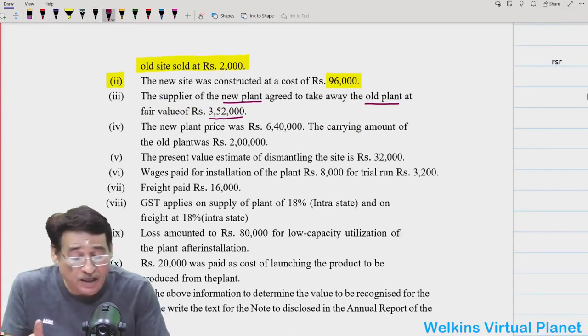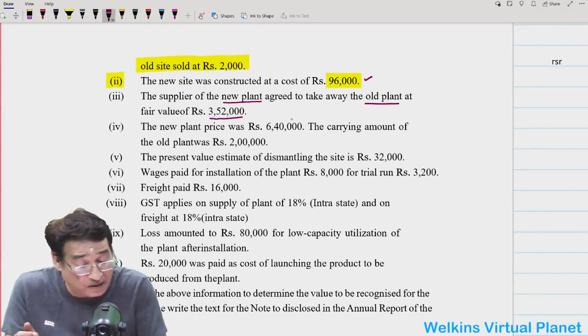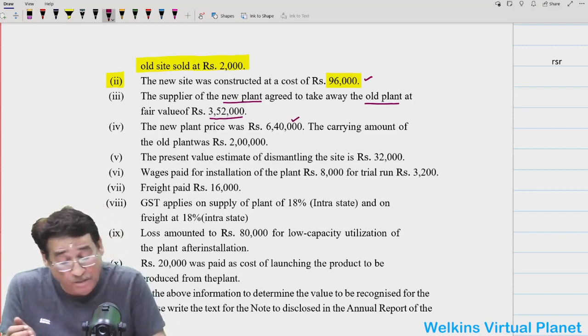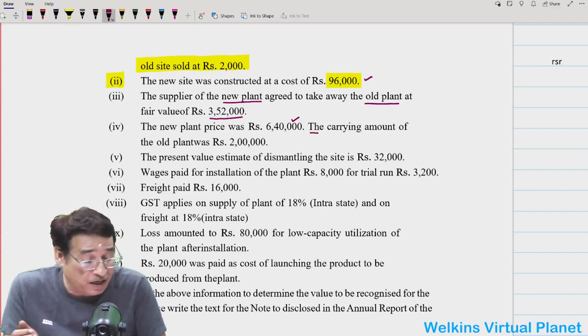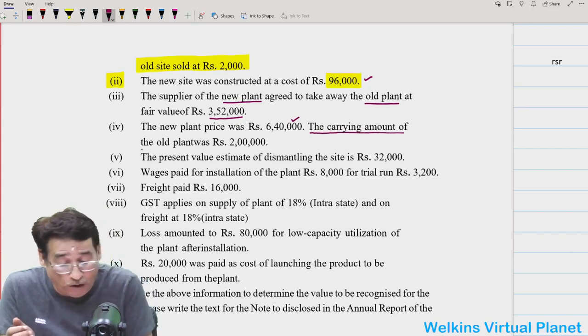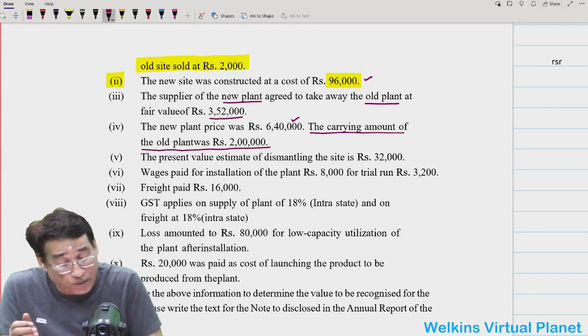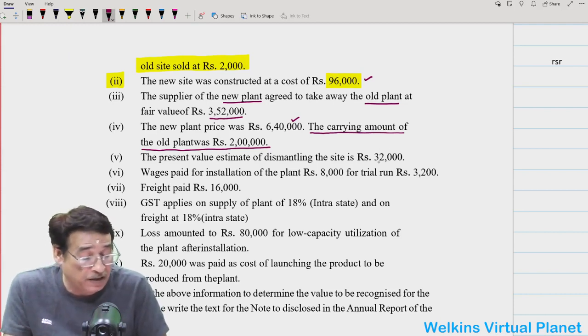So right now, as far as new plant cost is concerned, first of all, 96,000 is the only item so far. The new plant price is 6,40,000. It will also form part of the cost of the new plant. Now the question says that the carrying amount of old plant was 2 lakh. Carrying amount is 2 lakh, correct? Present value of dismantling the site is 32,000.